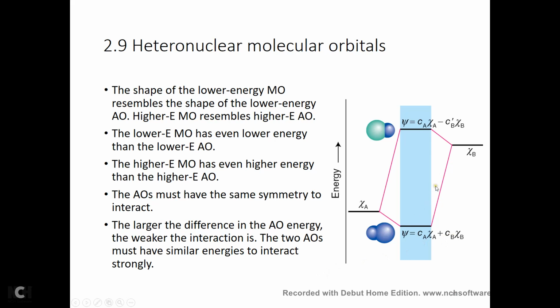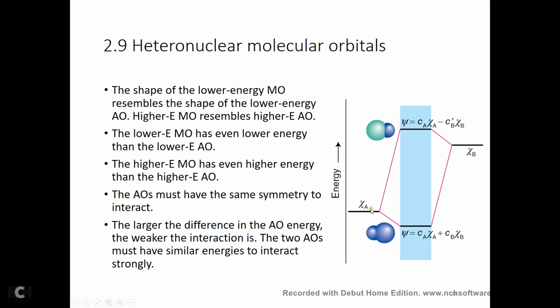Now let's look at the interaction between A and B from the perspective of symmetry. A and B must have the same symmetry along the direction of the bond. So, for example, if A has a nodal plane, let's say a p orbital has a nodal plane that contains the bond axis, and B is an s orbital without a nodal plane, then A and B cannot interact with each other.